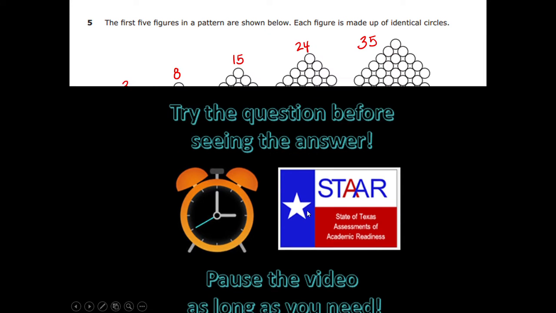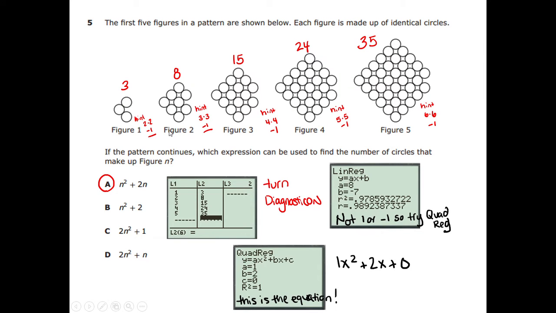When we're asked to find equations, we can use our stat key. And if you're wondering what to type into stat, each one of these figures is our x values, so that'll go into L1. And each one of these total number of circles is our y numbers, and that'll go into L2.